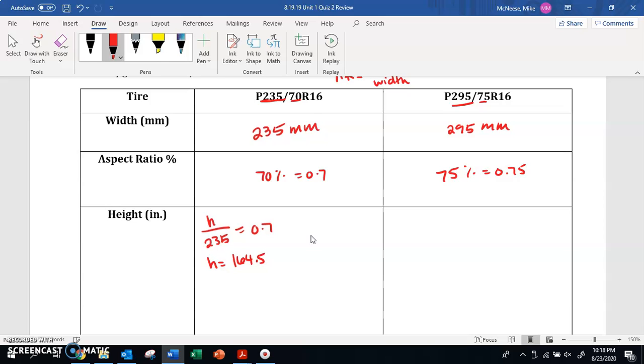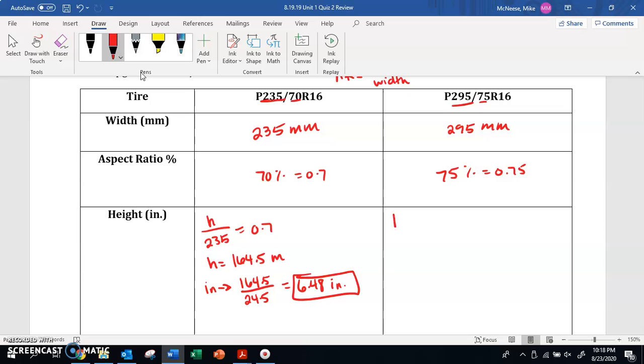164.5 millimeters. And to get it in inches, we're going to do 164.5, remember an inch is equal to, not multiply, divide. In order to get into inches, we have to divide by 25.4 because there are 25.4 millimeters for every inch. If you divide this out, you should get 6.48 inches.